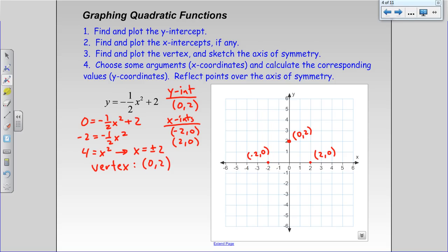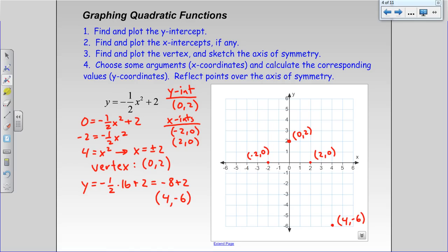So now we're up to step 4, and in order to obtain some more points and draw the graph, we will choose an argument for x. For example, if we choose x to be 4, then we have the equation y equals -1/2 times 4 squared, which is 16, plus 2, or y equals -8 plus 2. So when x is 4, y is -6. The point (4, -6) is on the parabola.